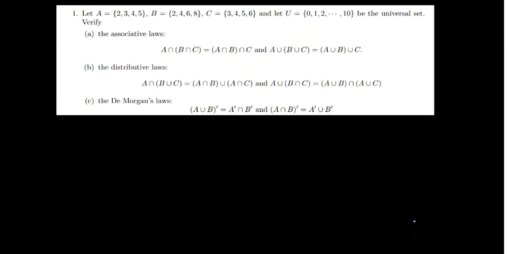So question 1 reads, we are told our set A consists of 2, 3, 4, 5, set B is 2, 4, 6, 8, set C is 3, 4. We call this roster form, for your own information. And then we've been told our universal set consists of numbers 0 all the way up to 10.